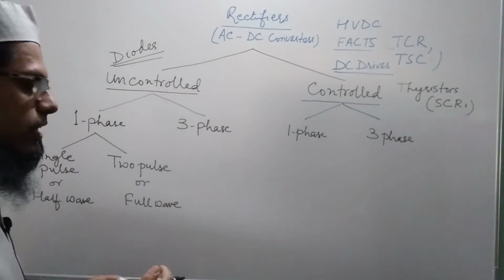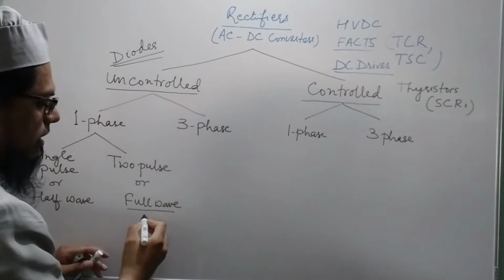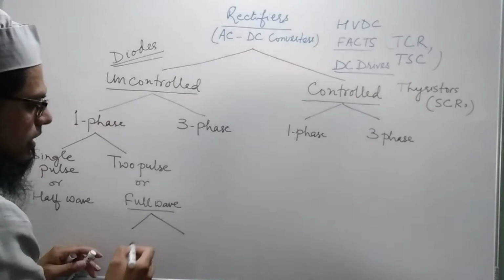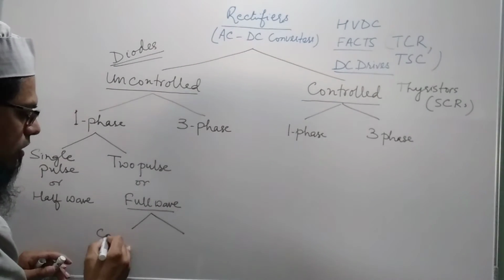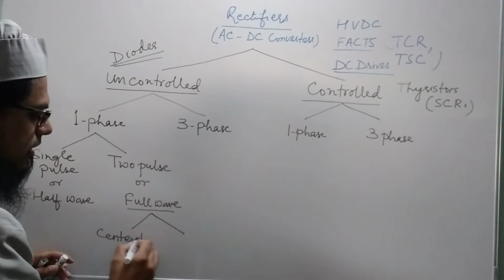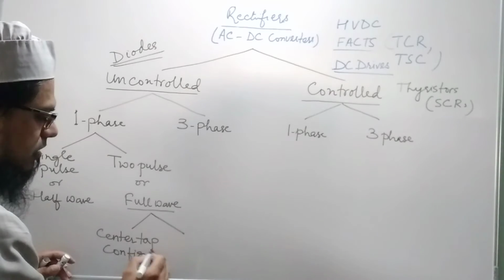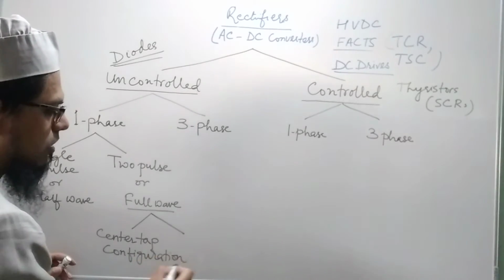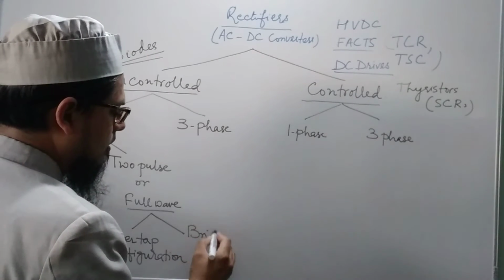And we can further classify the full wave single phase uncontrolled rectifier, as this full wave can be obtained with the help of what we call center tap configuration, or we could have what we call bridge configuration.